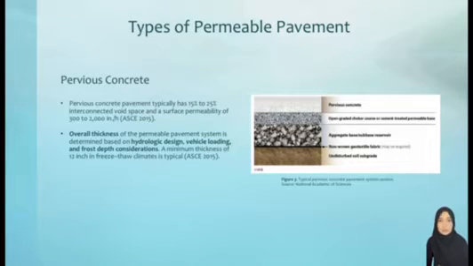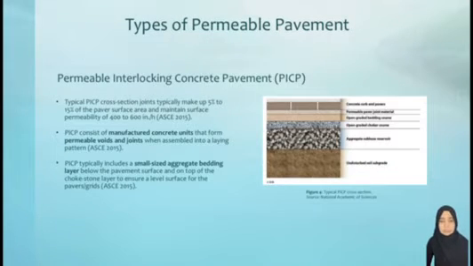The figure shows the typical section of pervious concrete pavement. There are 3 to 4 layers on top of the soil subgrade. The first one is pervious concrete, the second one is the permeable base, and the third one is the subbase reservoir. And it may require a non-woven geotextile fabric. The third one is permeable interlocking concrete pavement, or in short we call PICP. This PICP consists of manufactured concrete units that form permeable voids and joints when assembled into a laying pattern. It typically includes a small size aggregate bedding layer below the pavement surface and on top of the choker stone layer to ensure a level surface for the pavers or the grids.